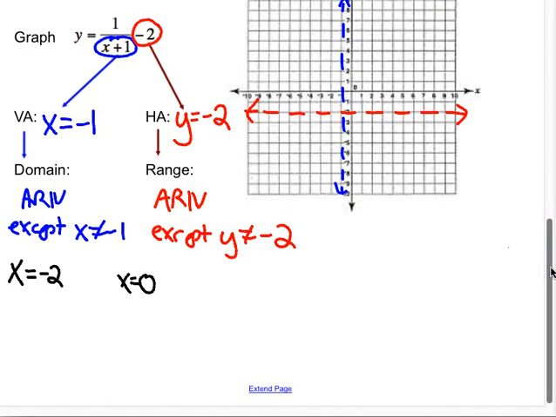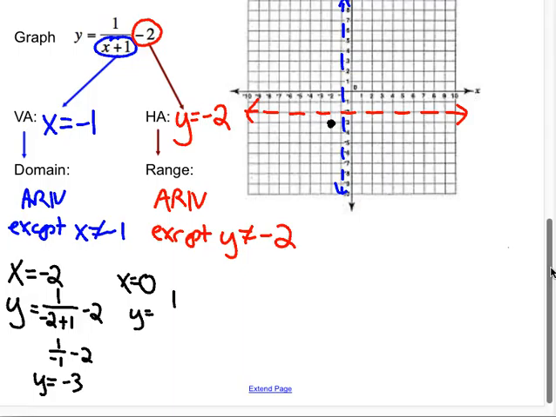Calculate that y. So when I plug in x of -2, well, that gives me 1 divided by -1. So -1 minus 2 gives me a y of -3. So I have a point at -2, -3, right there. What about when I plug in 0? Well, 1 over 1 minus 2, so 1 minus 2 gives me a -1. So I have another point at 0, -1.